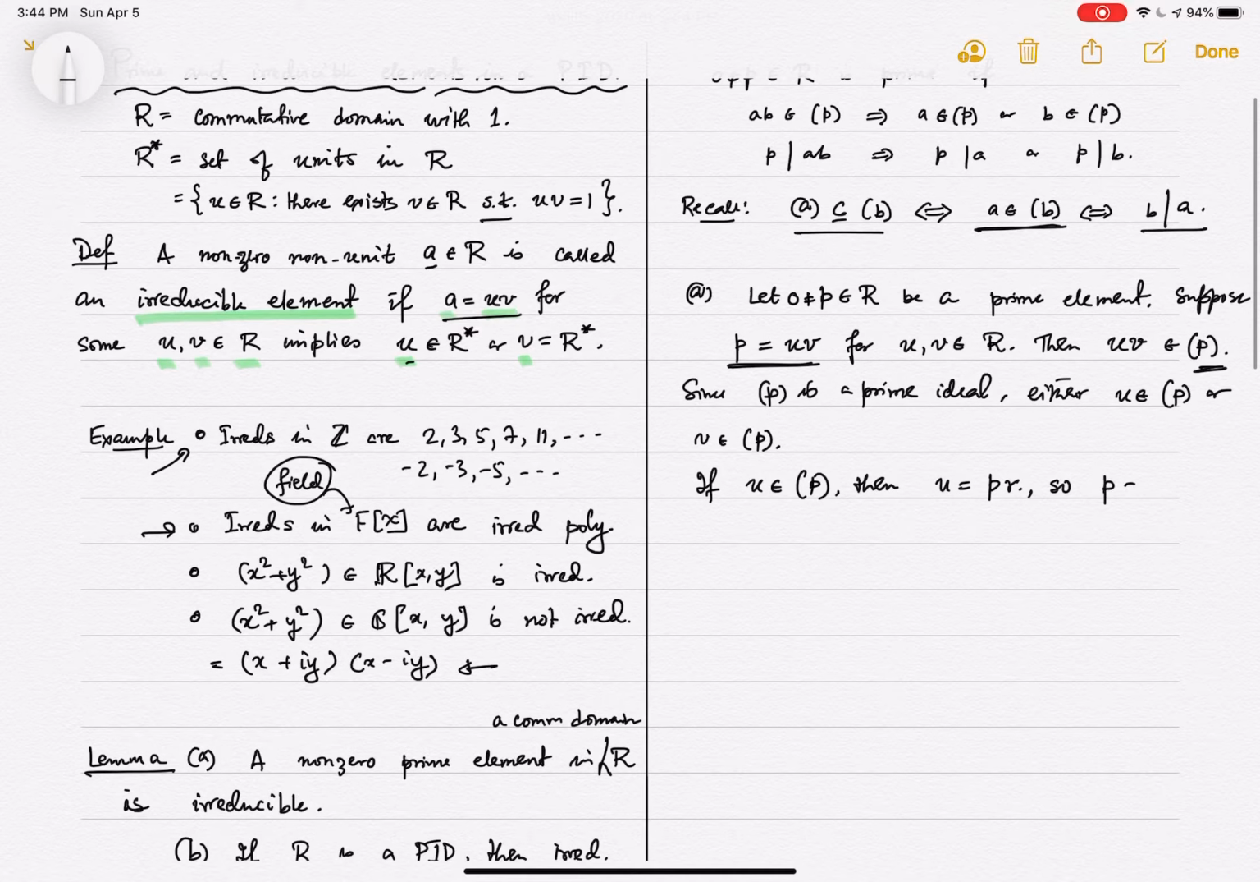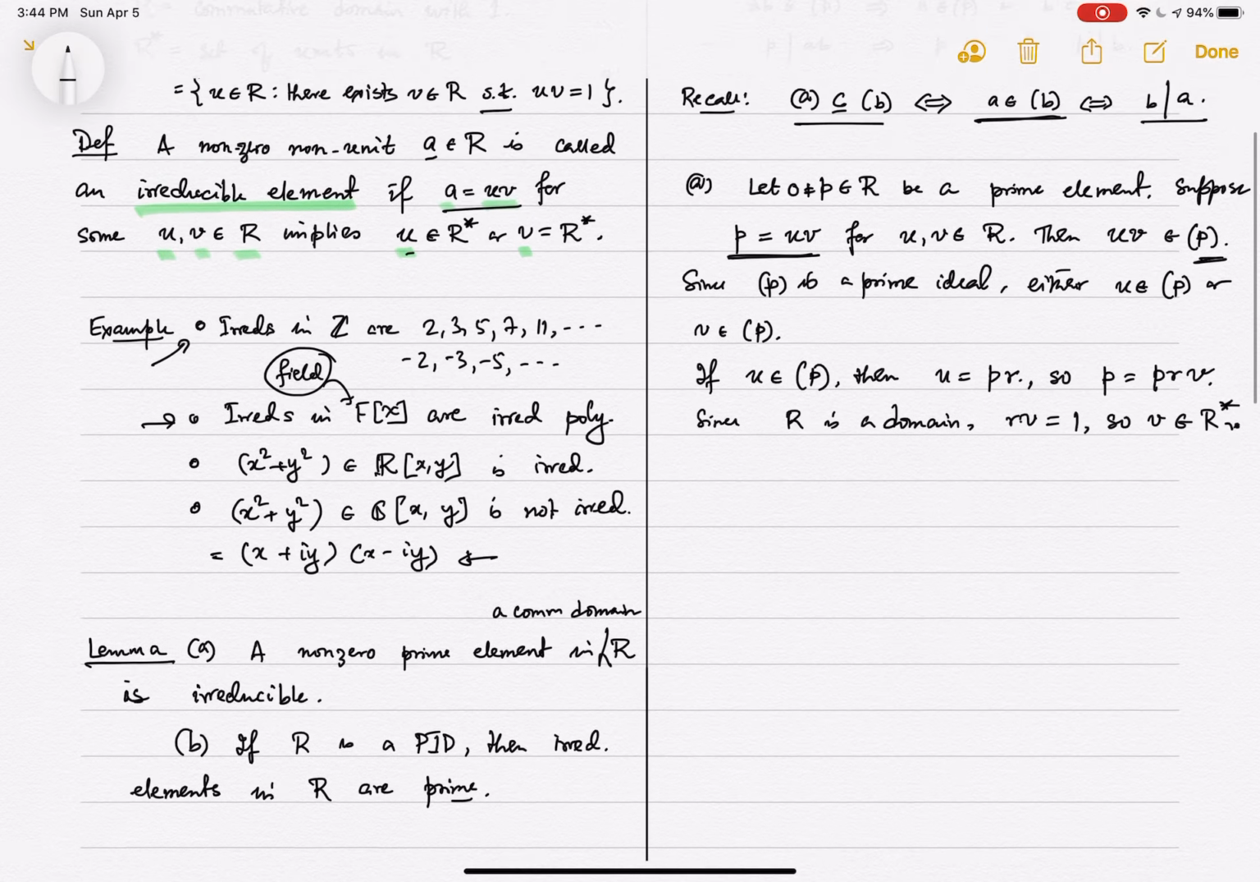So using this equation, you get P equal to P R V. And again, since we are in a domain and P is non-zero, since R is a domain, you can cancel P from both sides of this equation and you get R times V is 1. So V is a unit.